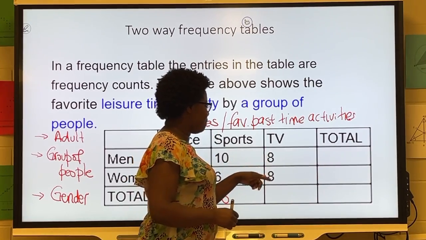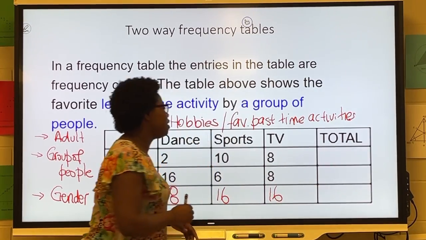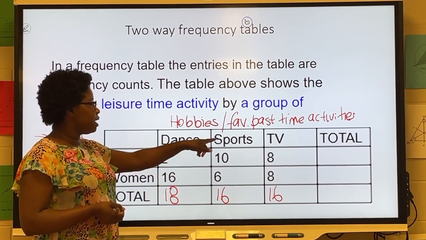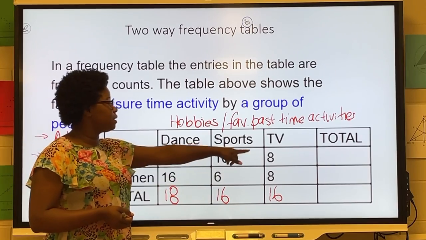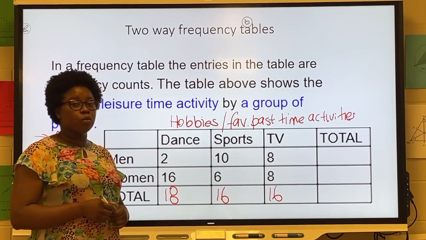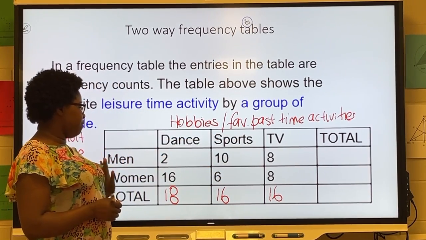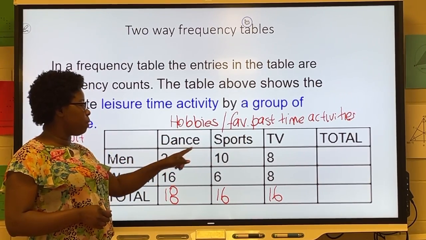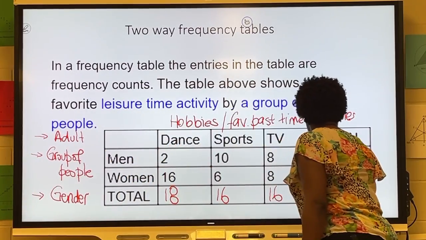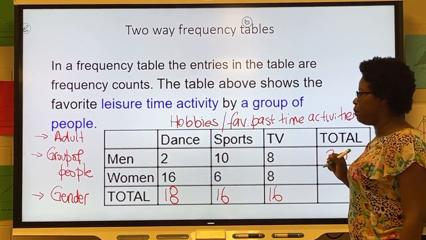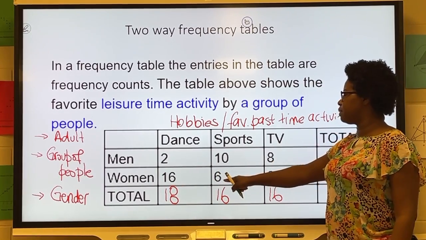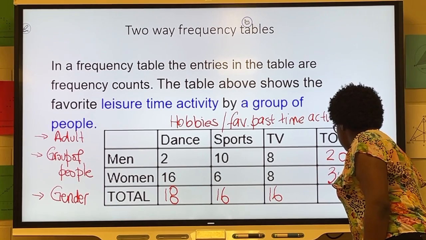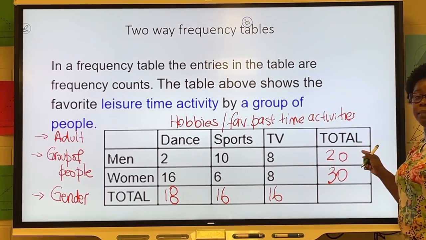I'm at school. 8 plus 8, that's also 16. So right here, I can tell you that you have 18 people who like to dance, 16 people who like sports, 16 people who like to watch TV. If you add across, you can add the total amount of men by saying 2 plus 10 plus 8, and that will give you 20. Total amount of women, 16 plus 6 plus 8, and that will give you 30. So there are 30 women and 20 men.